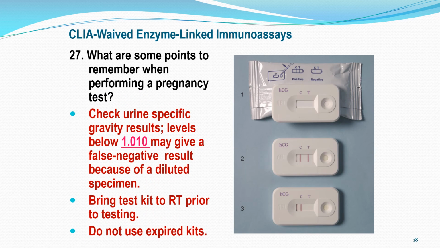So we want to talk about some points to remember when you're performing a pregnancy test, okay? First and foremost, we always want to check our urine-specific gravity results. Levels below 1.010 may give a false negative result because of a diluted specimen, okay? So if the patient has had a tremendous amount to drink and we don't get that first morning urine, because as we know, sometimes they will do pregnancy tests on random urines, it is better to check that specific gravity just to make sure we don't get a false negative because of diluted specimen. You want to bring the test kit to room temperature prior to testing.